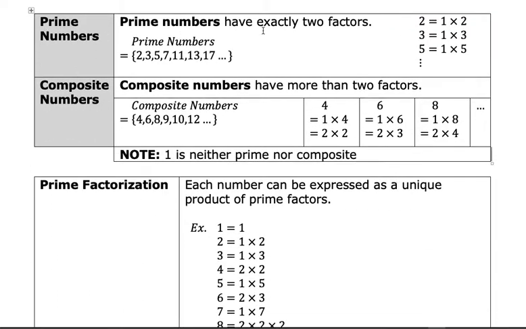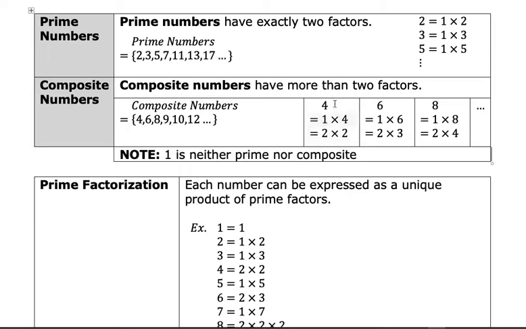Prime numbers have exactly two factors. So some of these numbers include 2, 3, and 5, because the only way to multiply to get them is 1 times the number itself. The opposite is composite numbers, numbers that have more than two factors. For example, 4 could be multiplied as 1 times 4 or 2 times 2.